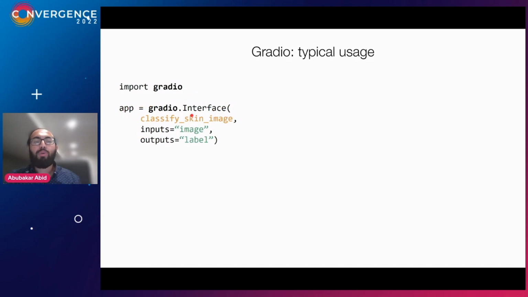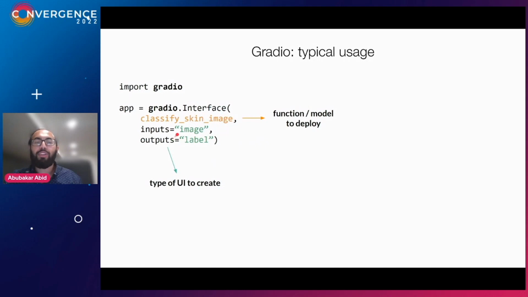What this allows you to do is create a user interface around a machine learning model that you have, just by specifying a list of inputs and outputs. In this case, my input takes in an image, and the output is a label. This just corresponds to what kind of model this is. What kind of model is it? It's a skin image classifier.